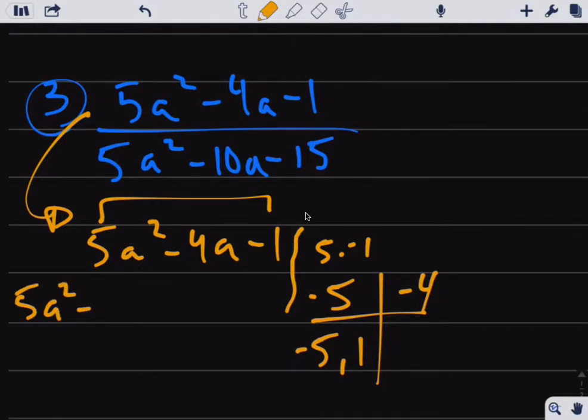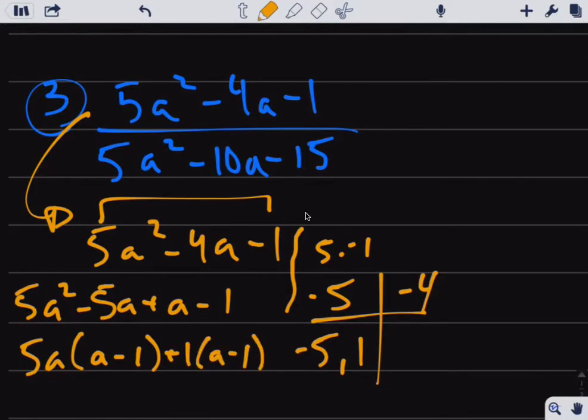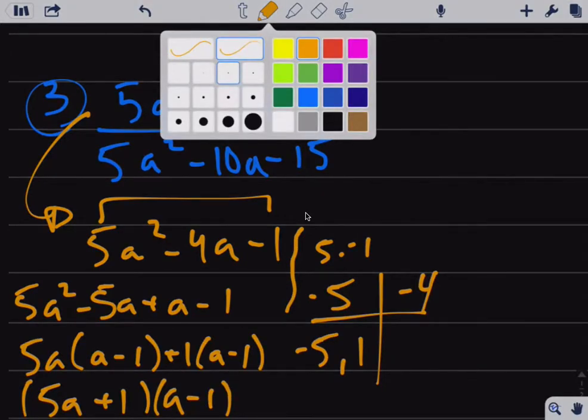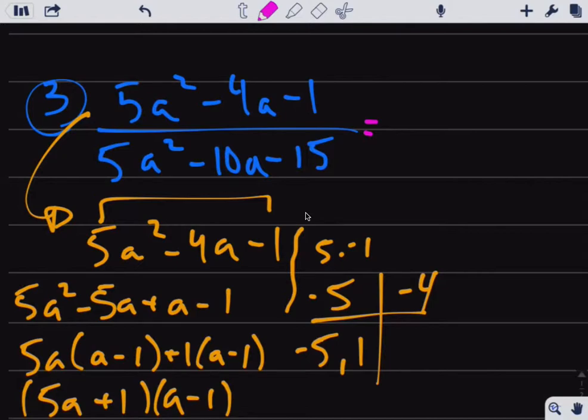5a squared minus 5a plus a minus 1. Pull out a 5a from the start, and I get a minus 1. Pull out a 1, you get a minus 1. So I'll get 5a plus 1 times a minus 1. So that's how I factor the top. So let's write that out. 5a plus 1, a minus 1.